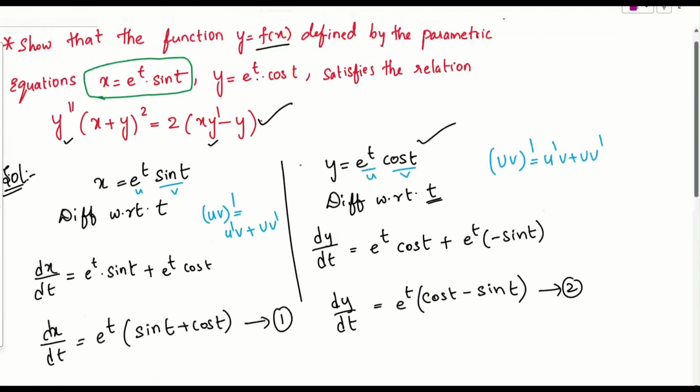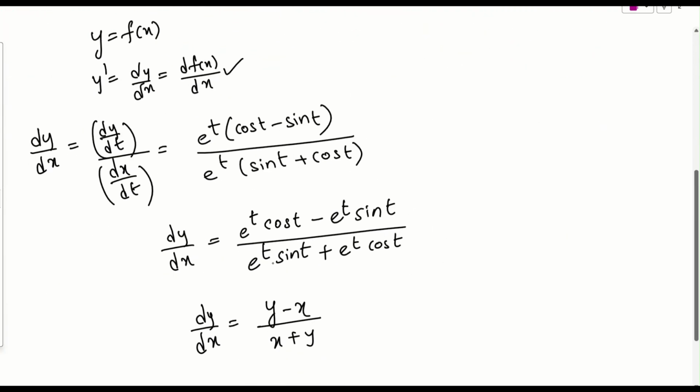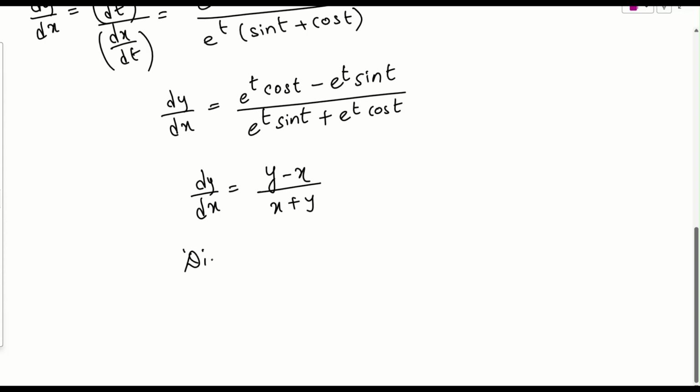So what should we do? Is this our work? No. Still we need the double derivative. Agree? How to do the double derivative? Again differentiate this one. If you differentiate this function with respect to x, because everything is in terms of what? x alone, x and y.